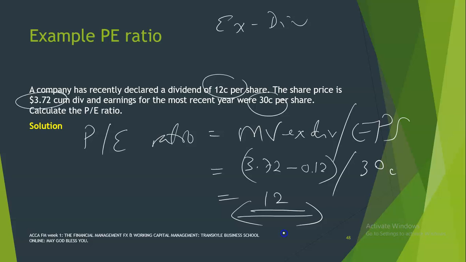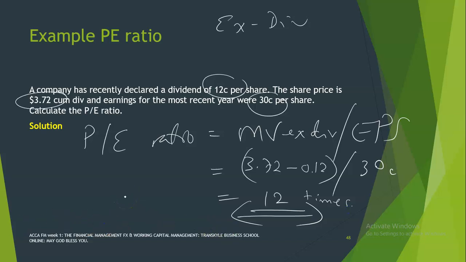Okay, so the 12 there is not in dollars, right? It is in times. So the XD price should be used when you do the computation of the PE ratio. All right, so that's it.